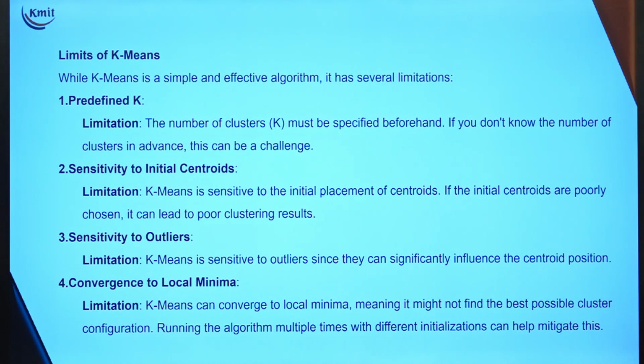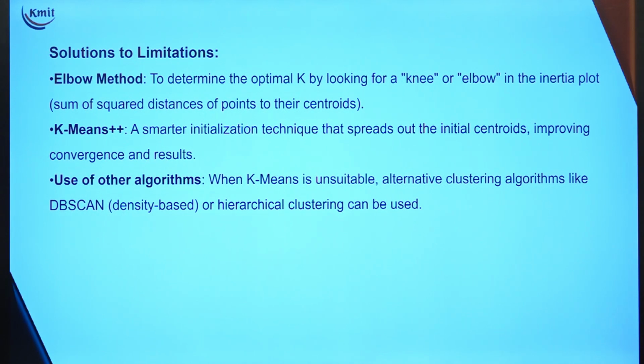Now how do we overcome these limitations is the next question. We have different methods, like the elbow method, which determines the optimal k by looking for a knee or elbow in the inertia plot. Then we have k-means plus plus, a smarter initialization technique for k-means. Apart from k-means clustering, we also have other algorithms like DBSCAN and hierarchical clustering; alternative clustering algorithms can also be used to overcome the disadvantages of the k-means clustering algorithm.